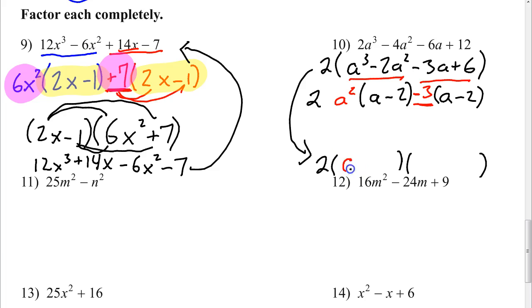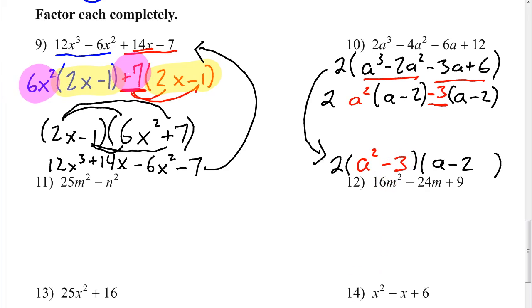So we got a squared minus 3, right? And then we got a minus 2. And this cannot be factored more because this is a 3. You cannot write this as a difference of 2 squares like we did back in number 3.